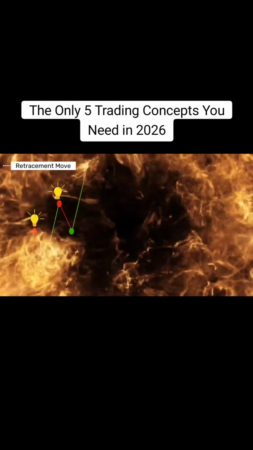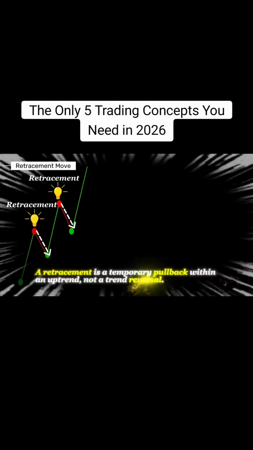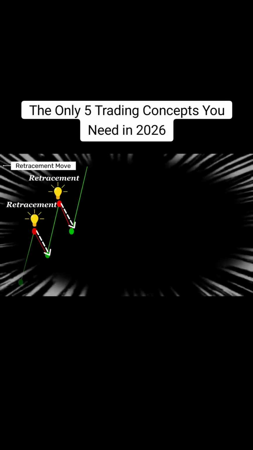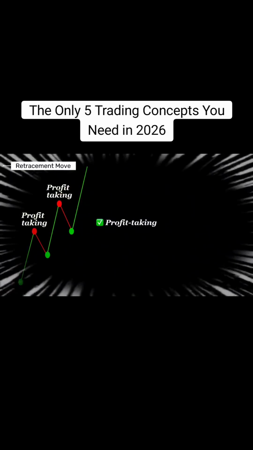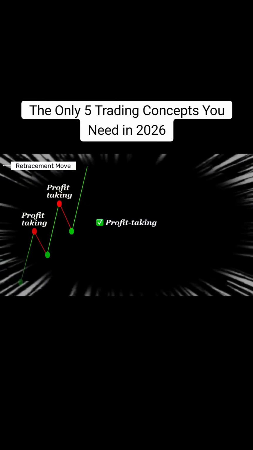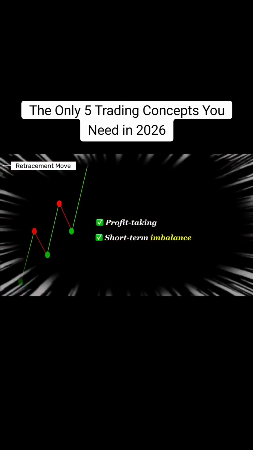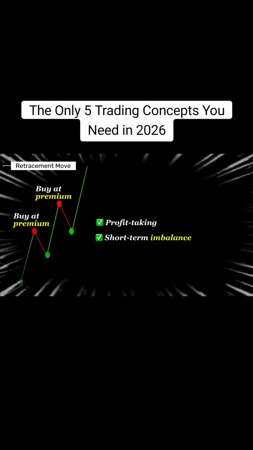Now, after every strong push, the market needs to breathe. That's where the retracement comes in. A retracement is a temporary pullback within an uptrend, not a trend reversal. It happens for very logical reasons. Profit taking. Traders who bought earlier lock in profits, reducing buying pressure and causing price to dip. Short-term imbalance. When price rises too quickly, fewer traders are willing to buy at premium levels, leading to a pause.